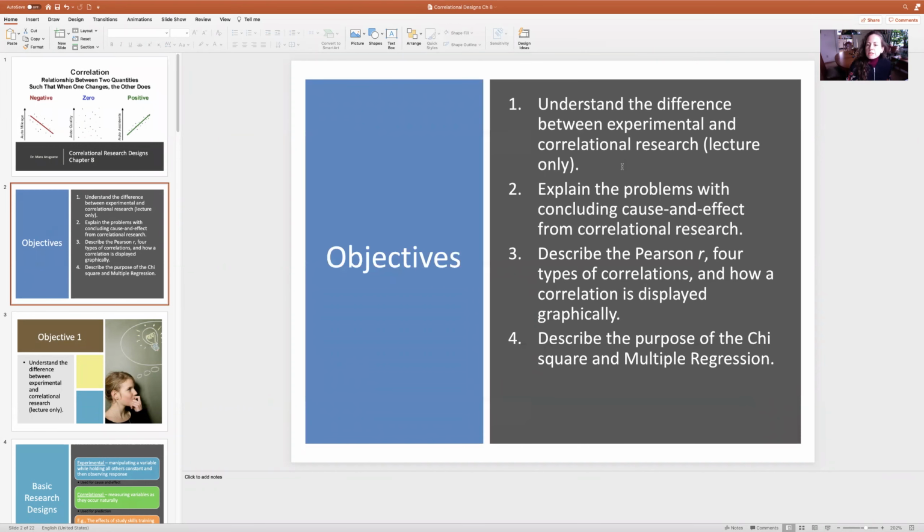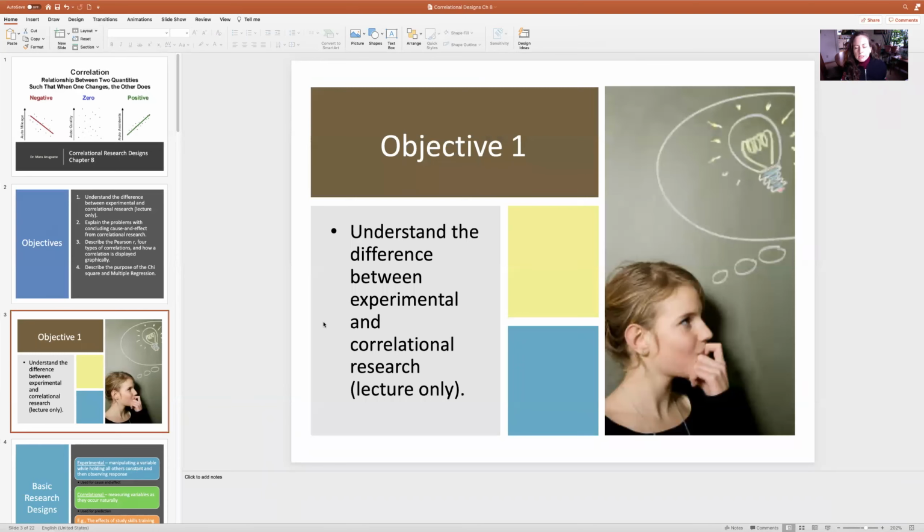All right, objectives. The first thing we do is understand the difference between correlational research and experimental research. Then we'll explain the problems with concluding cause and effect from correlational research. We'll talk about the Pearson r, different types of correlations, and how correlation is displayed graphically. Then we'll talk about a couple of statistical tests, the chi-square and multiple regression. Objective one, I'm just going to cover in the lecture.